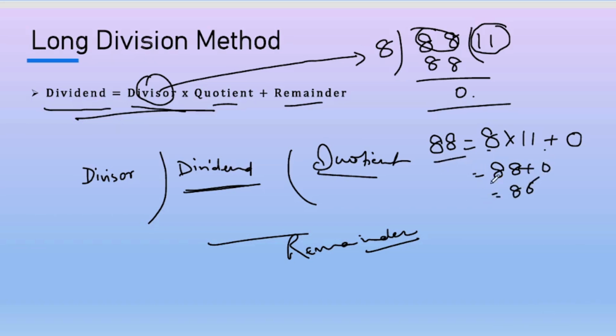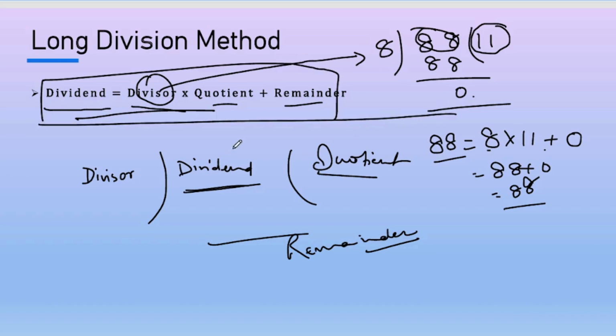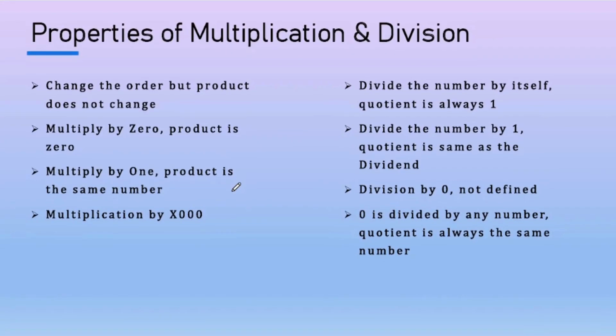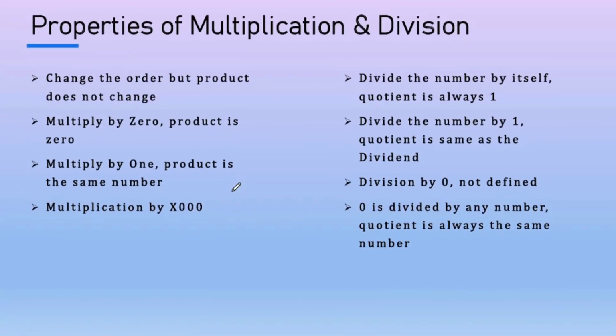It means that this 88 is equal to this 88. This is the formula that you need to keep in mind. What it says: dividend is equal to divisor multiplied by quotient, added to remainder. This is how you should remember. You should keep this in mind. Okay. Now quickly let's understand the properties of multiplication and division.